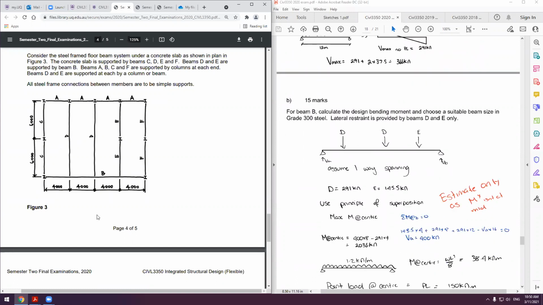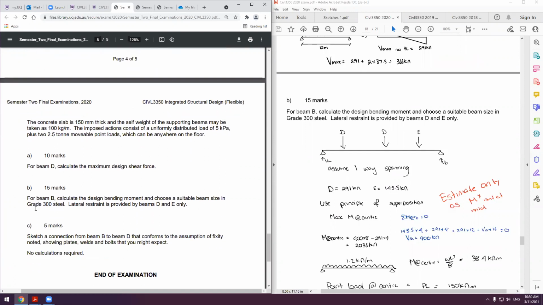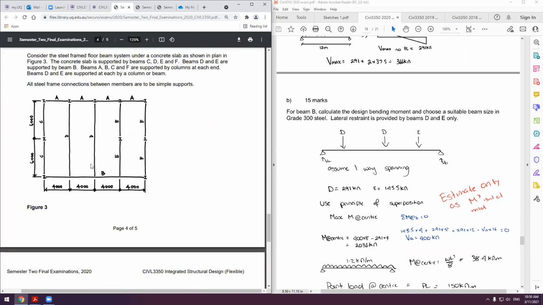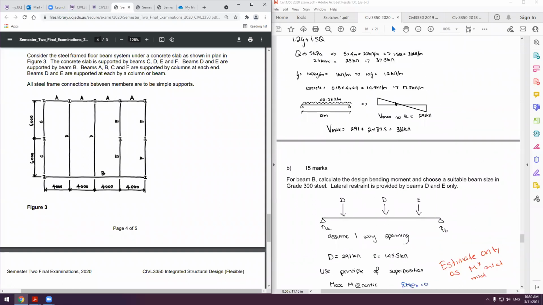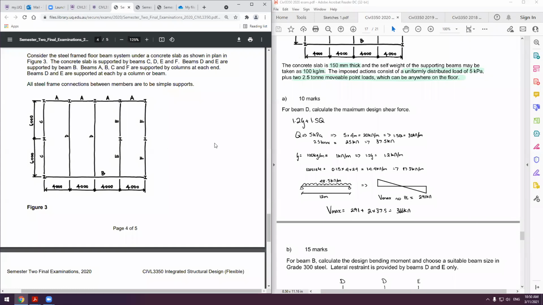So then for part 2, we're calculating the design bending moment of our beam B, which is the beam along here. So assume everything's one-way spanning, so all of the mass of the concrete goes onto our D beam and our E beam, not anything onto B. So we essentially have 3 point loads. D is 291 kilonewtons and E is 45 kilonewtons. Because it's half the length, it's half the shear force.